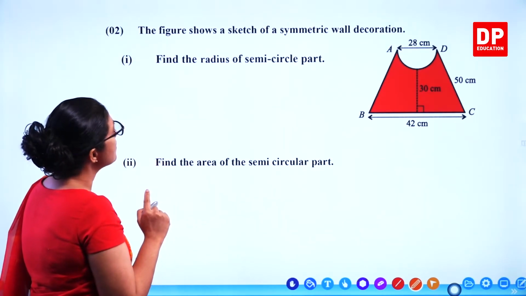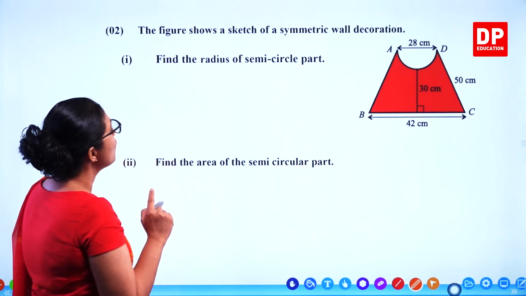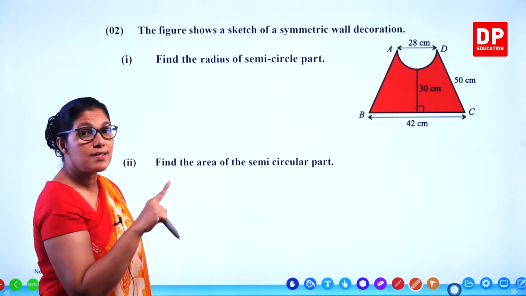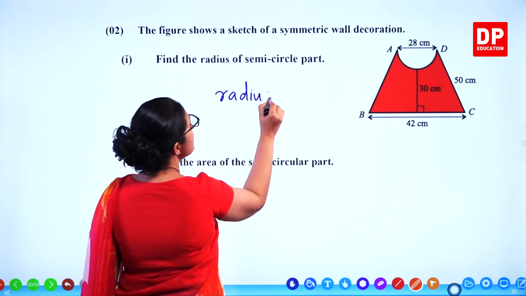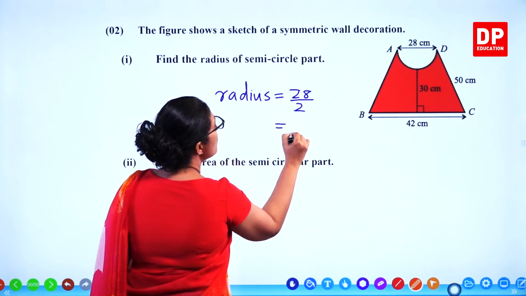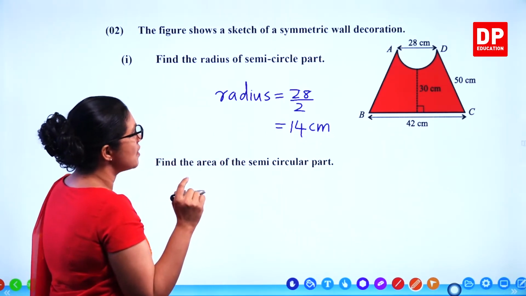The figure shows a sketch of a symmetric wall decoration. Find the radius of the semicircle part. So 28 is the diameter. So what is the radius? Radius is 28 divided by 2. That's 14 centimeters. Find the area of the semicircular part.